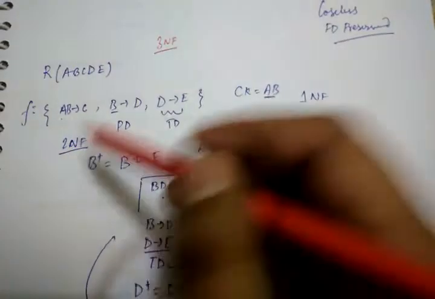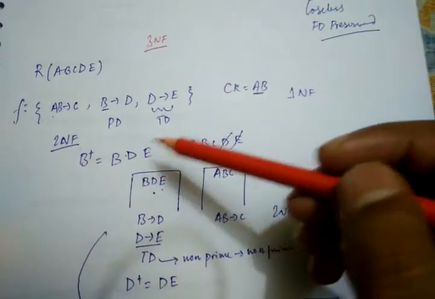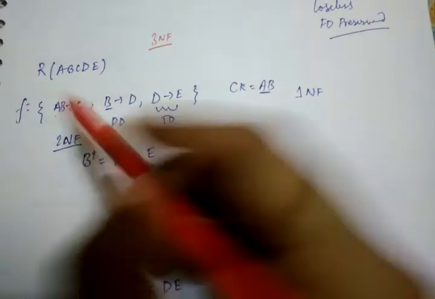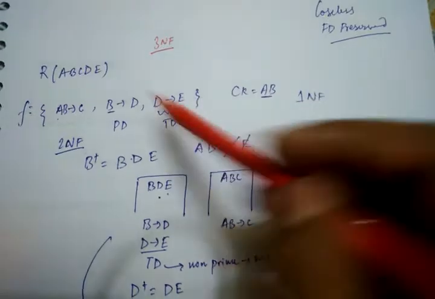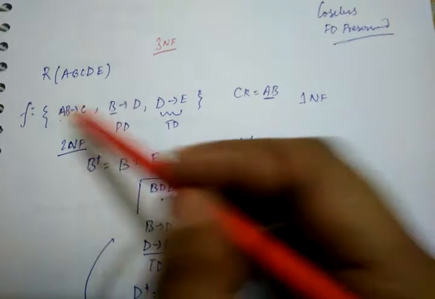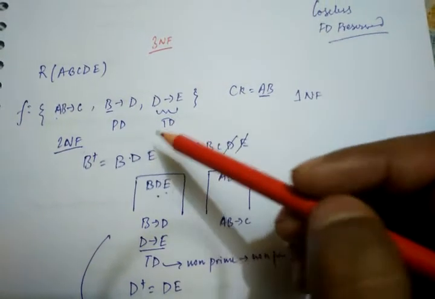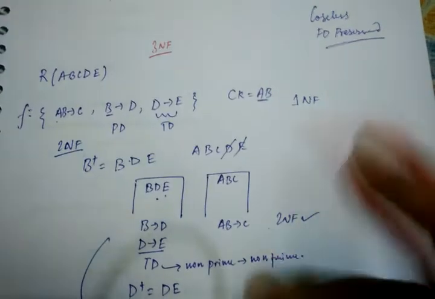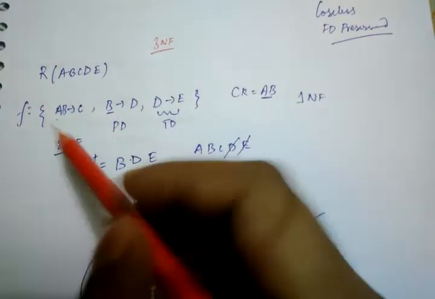So we will try to understand first, second and third normal form, and after that we will see whether this functional dependency is in BCNF or not. So using this single question, we will try to understand all the concepts of normalization. So let's begin.